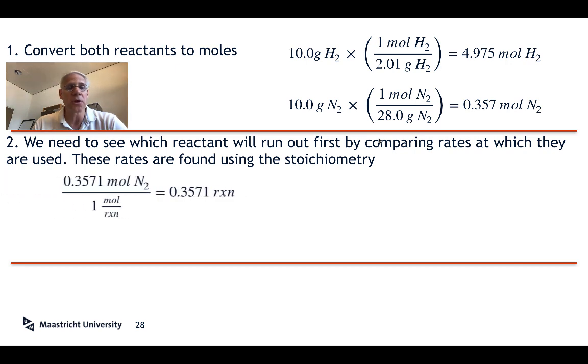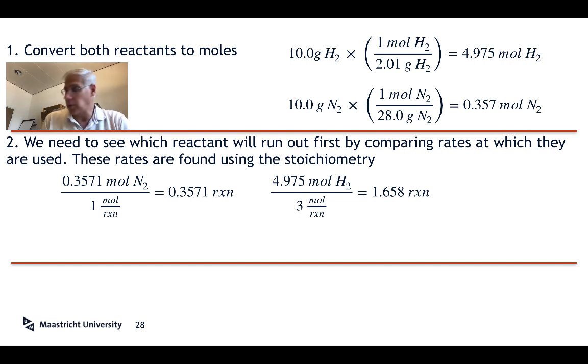And we can use the stoichiometry for that. So for N2, it has a balancing coefficient of 1, so we can think of it as using 1 mole of N2 for every reaction that goes. So we divide the number of moles of N2 that we got here and put that here, and we end up with 0.3571 reactions. We can carry out the reaction 0.3571 times. It's okay that it's a decimal. Don't think too much about that.